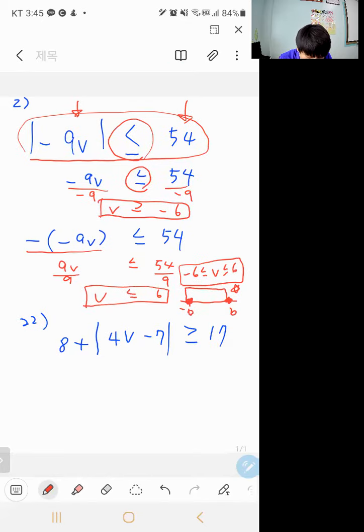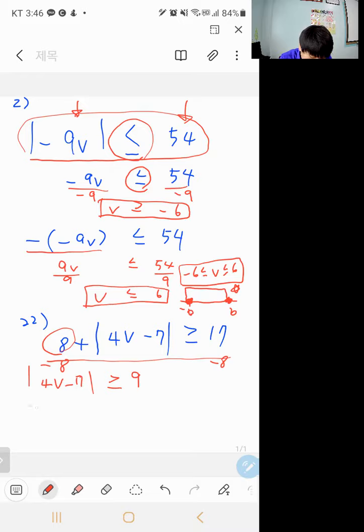Okay, next one. So here we have this guy outside of the absolute value sign. So we want to get rid of that guy first. We're going to subtract 8 on both sides. So on the left side, we're going to have the absolute value of 4v minus 7 greater than or equal to 9. Now we're going to lose the absolute value sign and then have two separate inequalities.